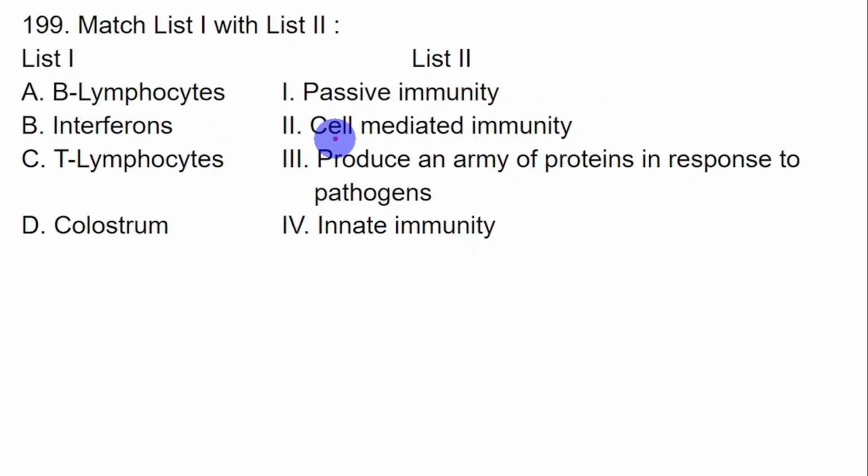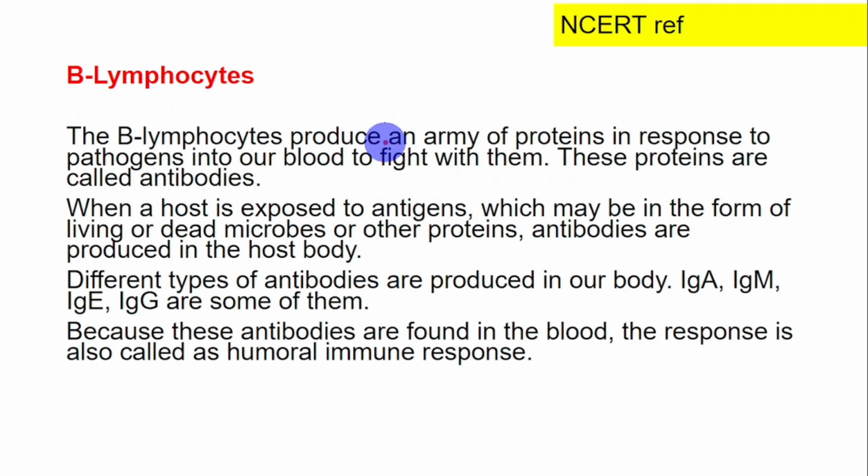So T lymphocytes will match with cell mediated immunity. Then next one, B lymphocyte. B lymphocytes produce an army of proteins. These are antibodies, immunoglobulins, in response to pathogen into our blood to fight with them. These proteins are called antibodies.